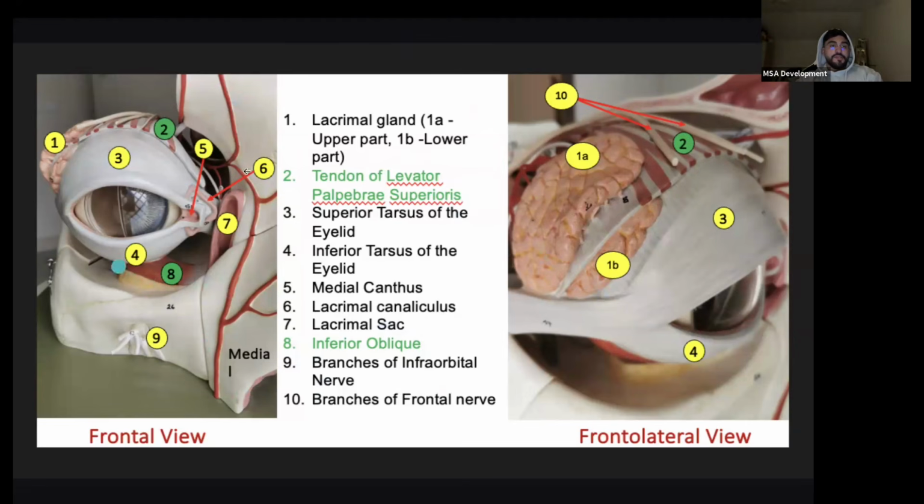Let's take a look. So this is going to be your lacrimal gland laterally. This is going to be your medial canthus right here. And this is going to be the eyelids, all right? So superior tarsus, inferior tarsus of the eyelids, all right? And this one right here is going to be your lacrimal canaliculus. And this is going to be your lacrimal sac as well, all right? So, yep, it's very important that you know these structures, all right? And this muscle right here is called the inferior oblique, which we're going to talk about in a bit.